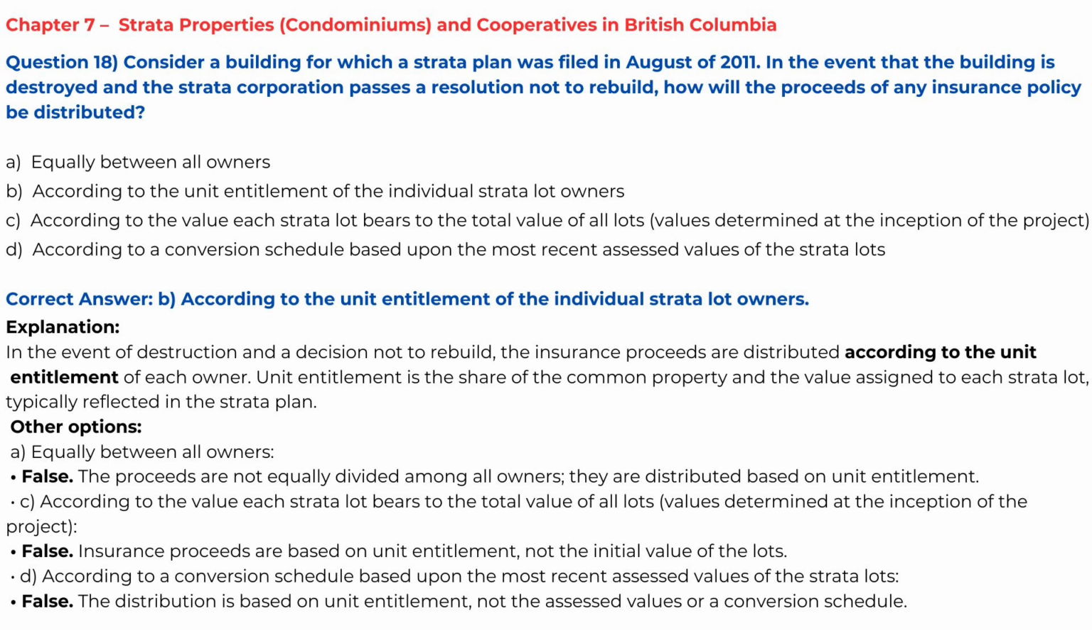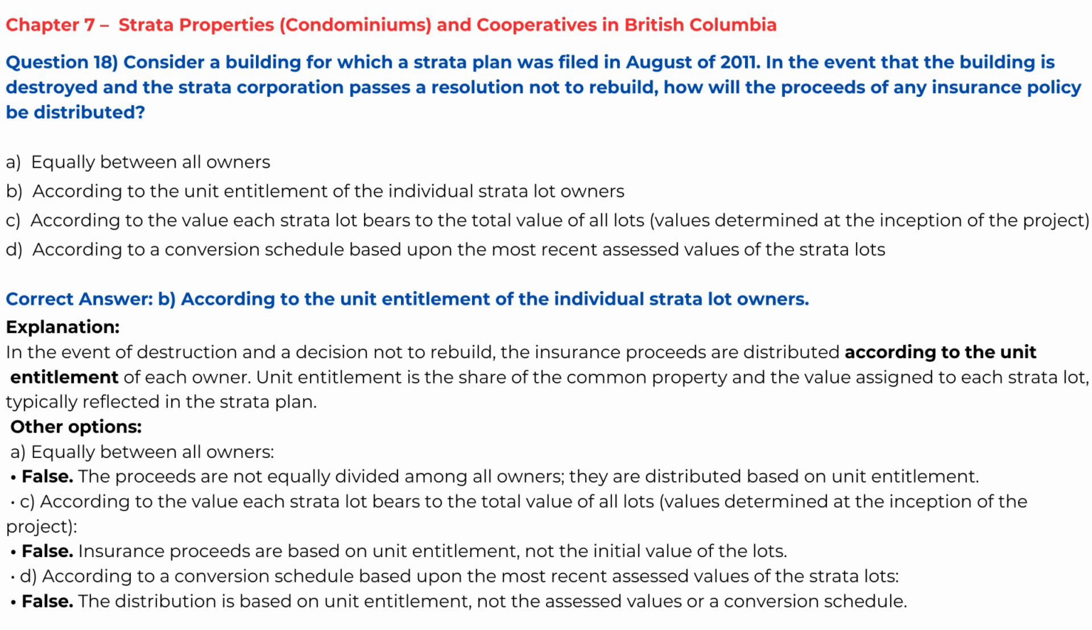Explanation: in the event of destruction and a decision not to rebuild, the insurance proceeds are distributed according to the unit entitlement of each owner. Unit entitlement is the share of the common property and the value assigned to each strata lot, typically reflected in the strata plan. Other options: A. Equally between all owners. False. The proceeds are not equally divided among all owners, they are distributed based on unit entitlement.